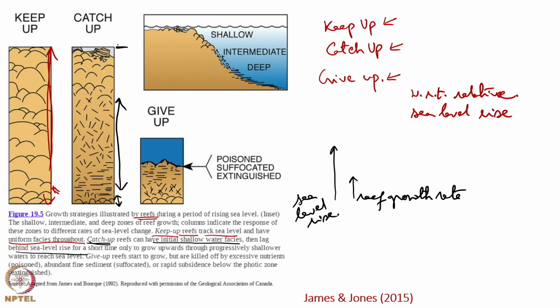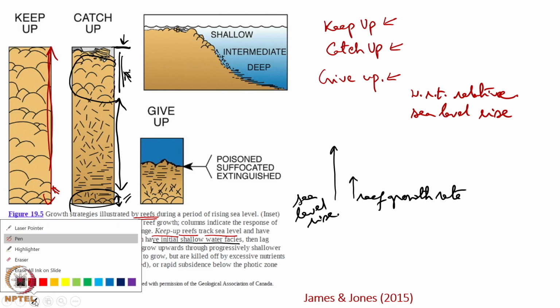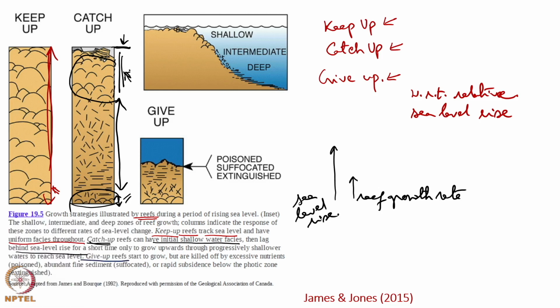However, when relative sea level, let us say, has been fixed, this facies again comes back over there. That means the relative sea level has gone static and the reef still keeps on growing, and then during this phase and this phase similar facies come back. Let us look at the give up reefs.